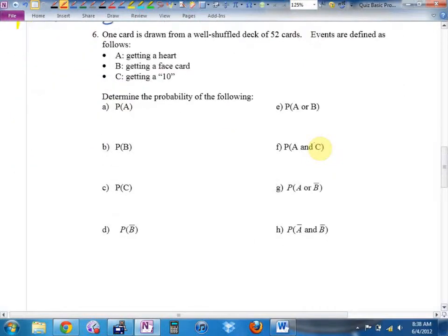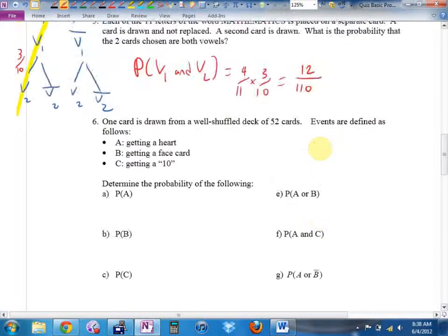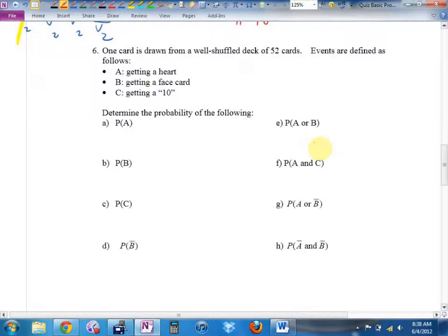Number 6, 1 card. How many cards? This is not a tree. Tree is separate events. This is about the only time where I either count or I use the OR equation. Event A getting a heart, B getting a face card, C getting a 10. Getting a heart, that I can do 13 out of 52.